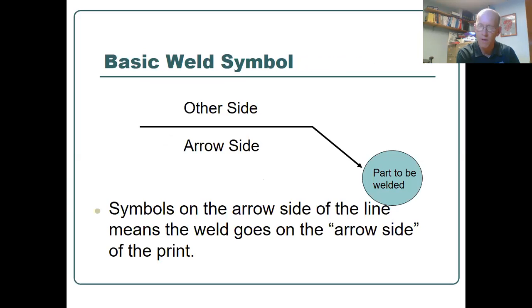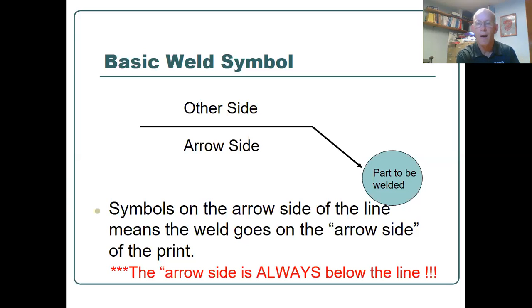One of the more important things that you need to understand, and we'll put it on every contest that I design, is this concept of arrow side and other side. And that's going to tell you where the weld goes, okay? So the other side of the line, or the arrow side, the other side is always going to be on the top, and the arrow side is obviously going to be the one where the weld is pointing to.